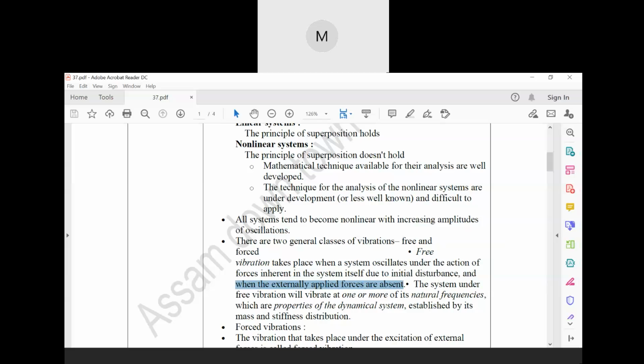So in free vibration, what happens? Suppose a body has some amount of vibrating forces present initially because of certain initial disturbances.